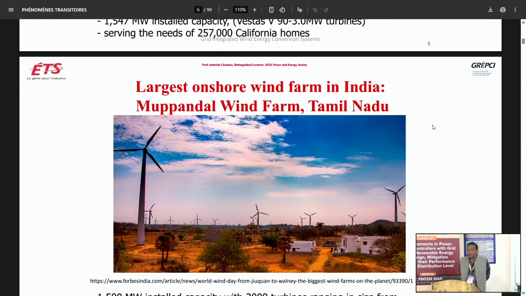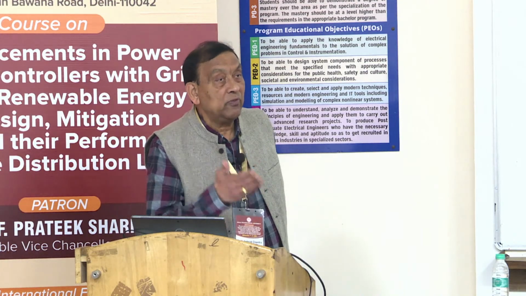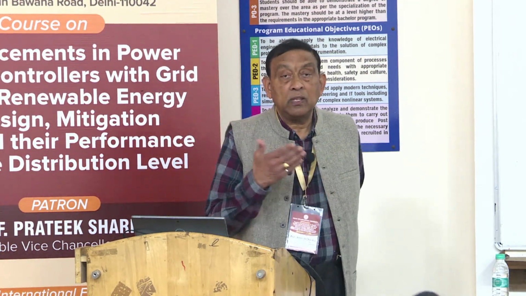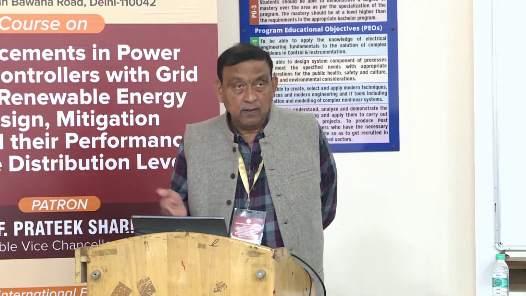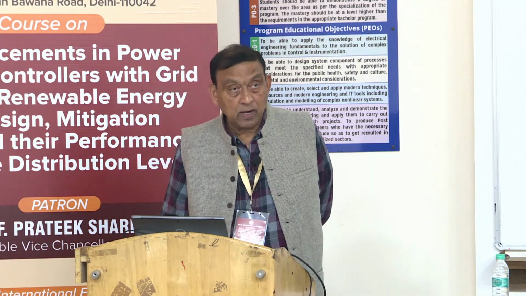Then, as far as I know, the largest onshore wind farm in India is perhaps Muppandal wind farm in Tamil Nadu, 1500 megawatt installed capacity with 3,000 turbines, ranging in size from 200 kilowatt to 1650 kilowatt, from Enercon and others, Suzlon also, and Vestas. Perhaps why they have different sizes of wind turbine is that it was developed in different stages. Earlier, it was not the fashion to put very large turbines, so perhaps they started with 200 kilowatt. This is what I think, with the development of technology.